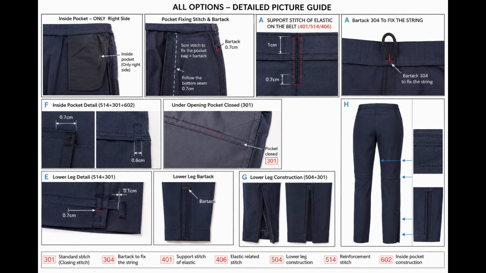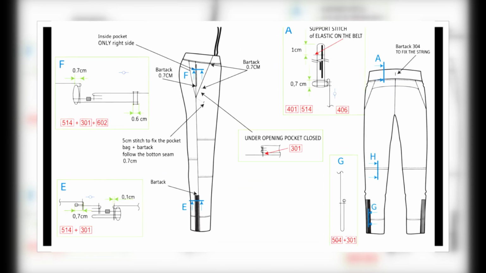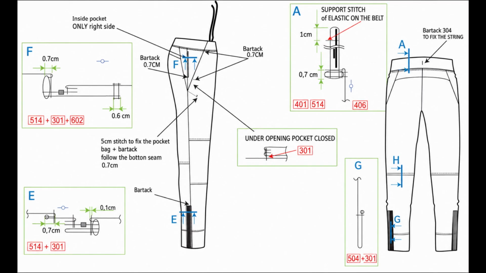7. Lower leg bar tack. A bar tack is shown on the lower leg area. The bar tack must be positioned exactly according to the technical drawing. It is intended to reinforce a high-stress area. The bar tack should have consistent density and length. Loose threads must be trimmed after sewing. The reinforcement should not distort the leg shape.